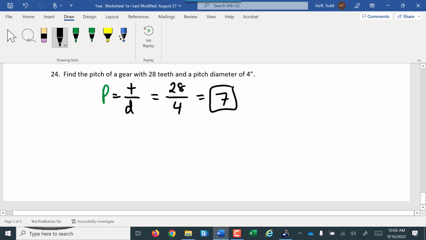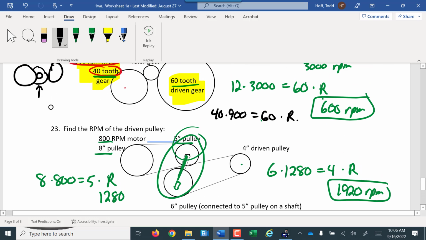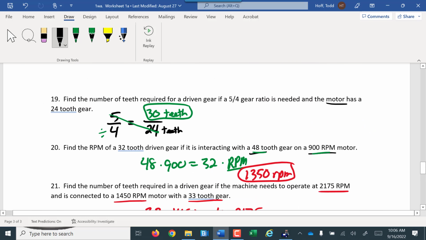There's a whole ton of formulas I could go through with spur gears, but we're not going to get into them. Maybe when you guys get to the semester on machining, we'll look at that a little closer. Any questions on any of these off the worksheet? Okay, well, let's get a quiz at you.